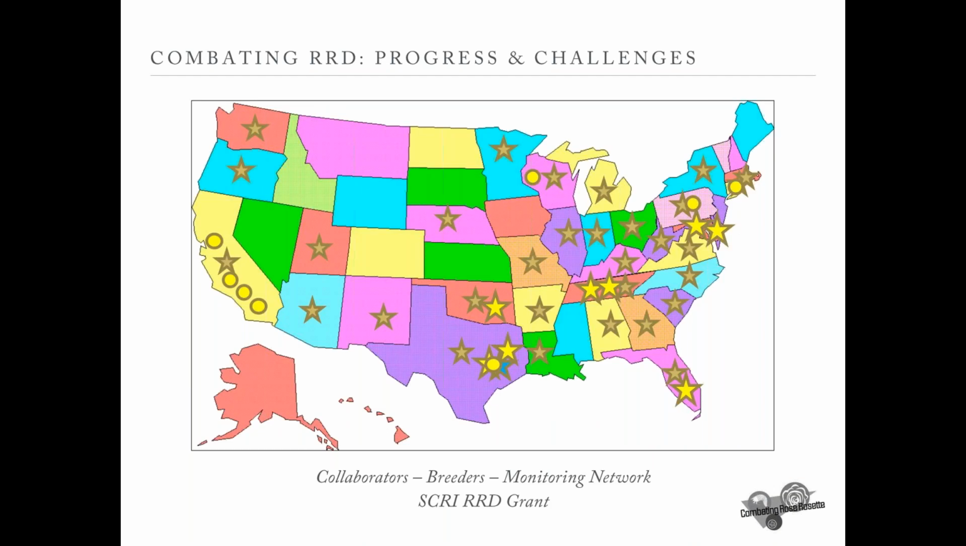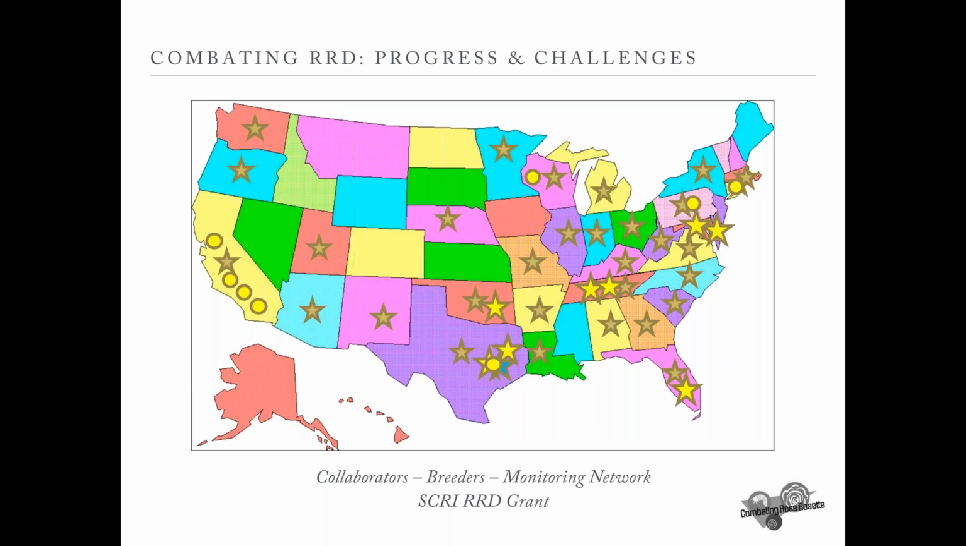The next map shows the locations of all the people I just mentioned and many that I didn't. These are collaborators, breeders, monitoring network, some that are the PIs on the grant, others that are collaborators and that have made the work possible, spanning something like 31 of 48 of the continental U.S. states. Without all those people, this work would not be possible, and it's a good group to work with to get this kind of project done.